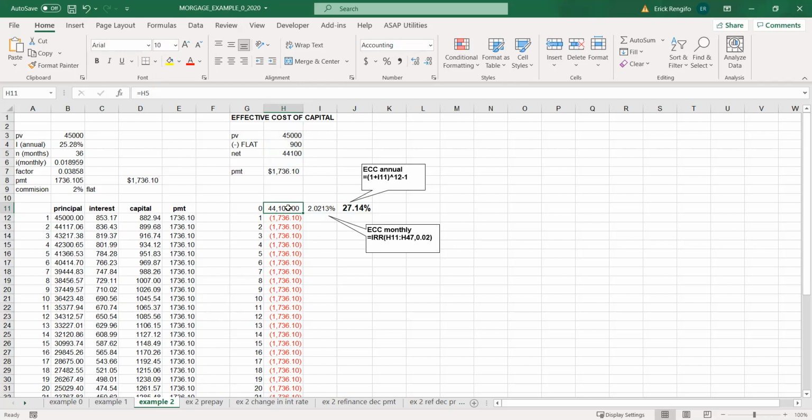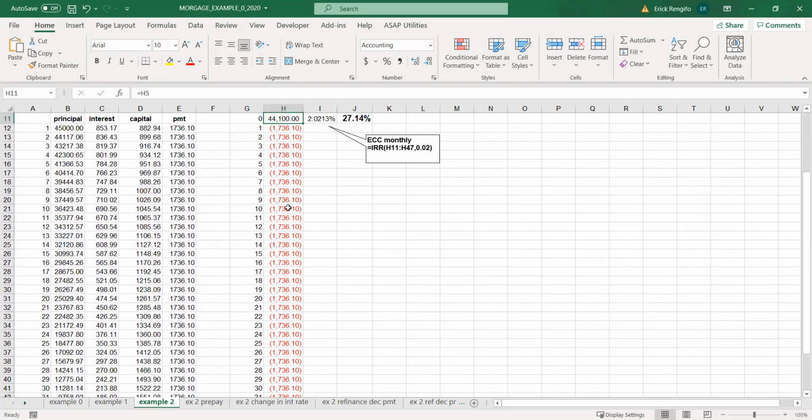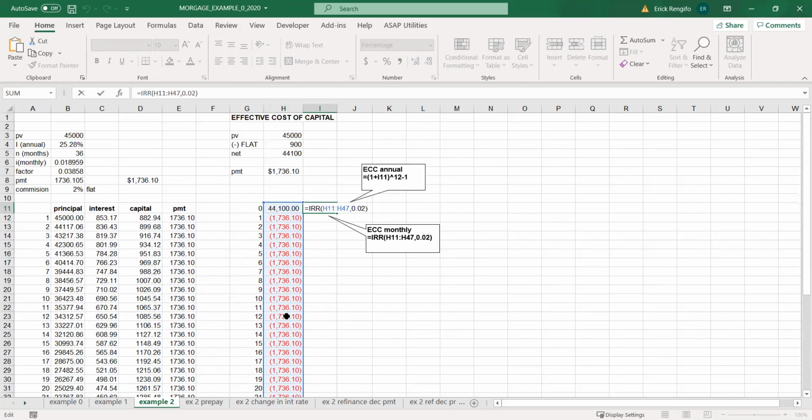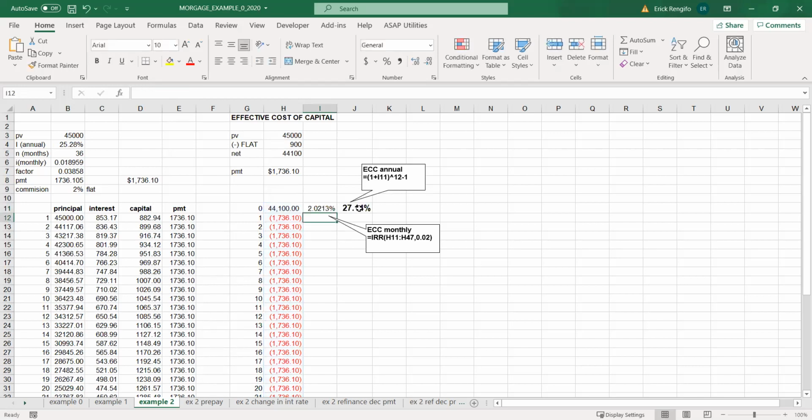Once I have this table here, guys, up to here, what I do is I simply use the IRR technique. Take a look. It is an IRR of all this cash flow, and I just provided a guess of 0.02. You don't need to do this. Excel is getting smarter and smarter. So this is what Excel is telling you. Guys, your effective cost of capital is not 1.9% per month. It is actually 2.02% per month.